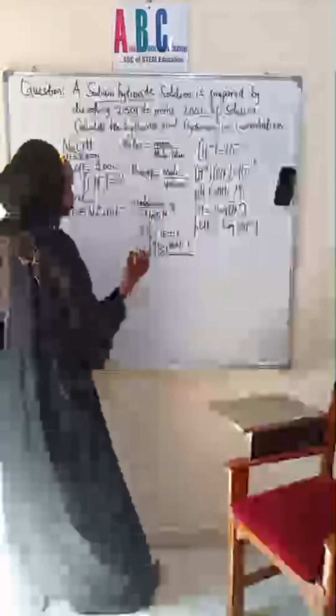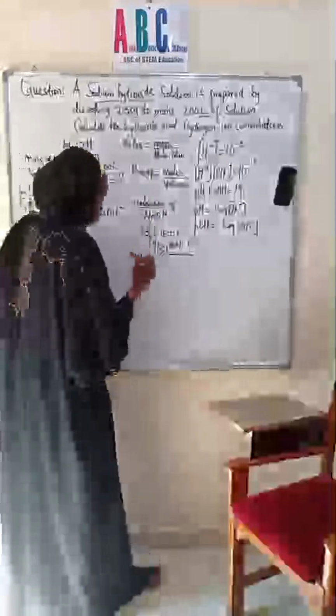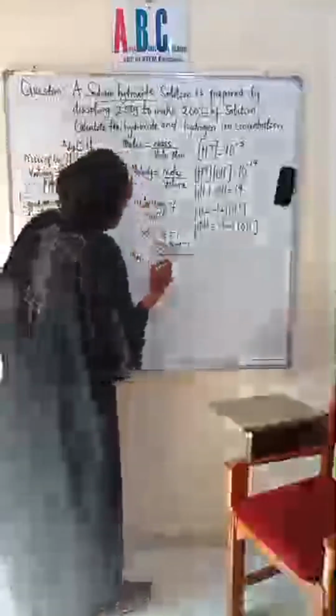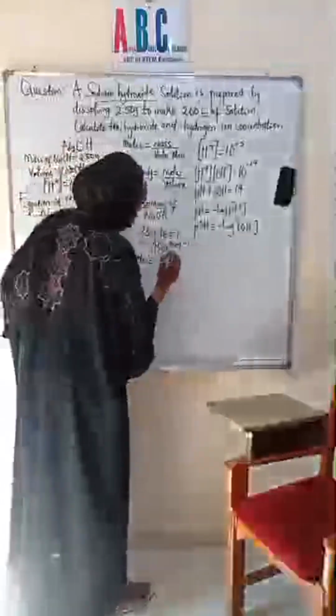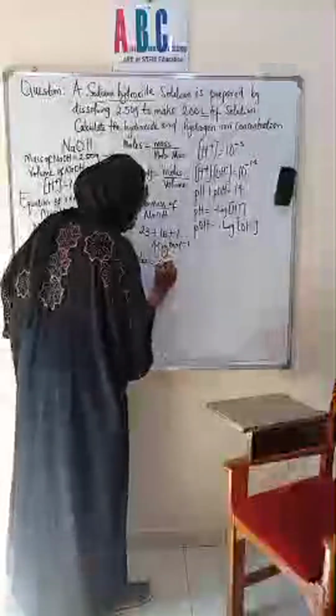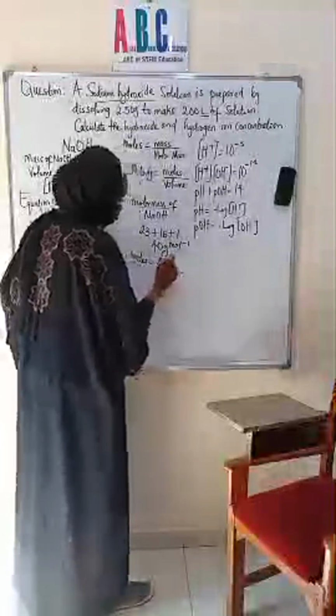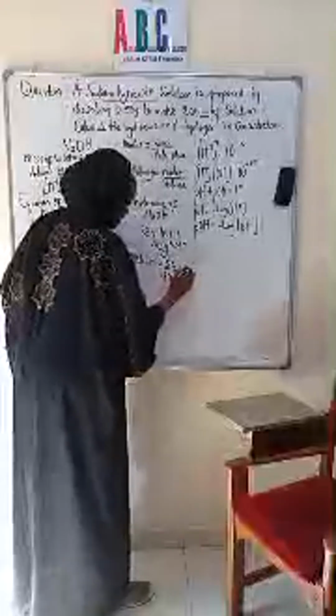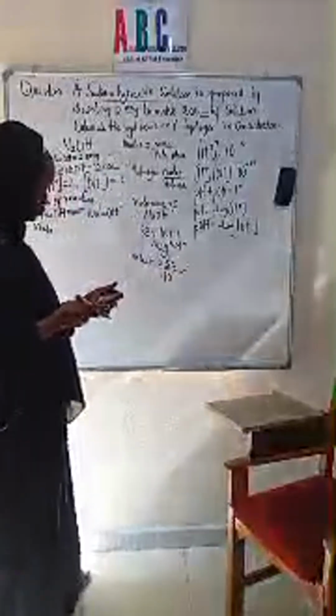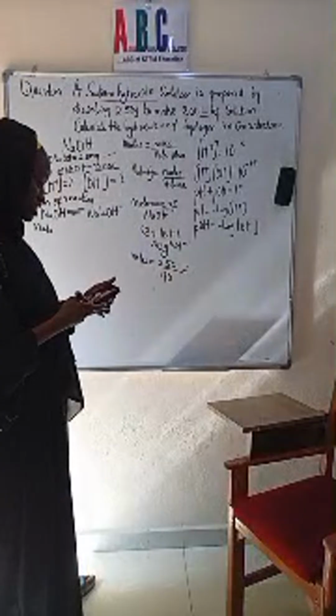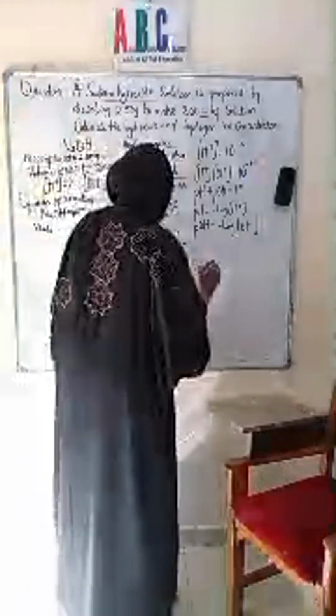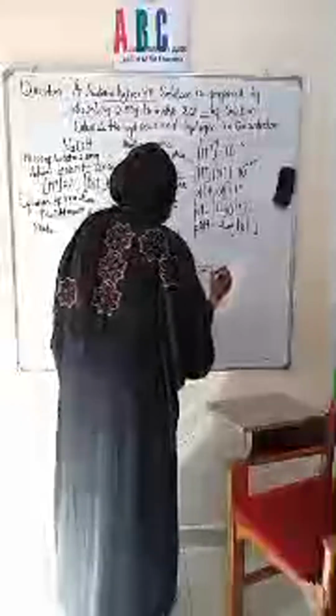So since we've got the mass now, we can get the moles. The moles is equal to the mass, which has been given in the question as 2.50, divided by the molar mass, which is 40. So dividing 2.50 by 40, we are going to have the moles as 0.0625 moles. So we've gotten the moles.